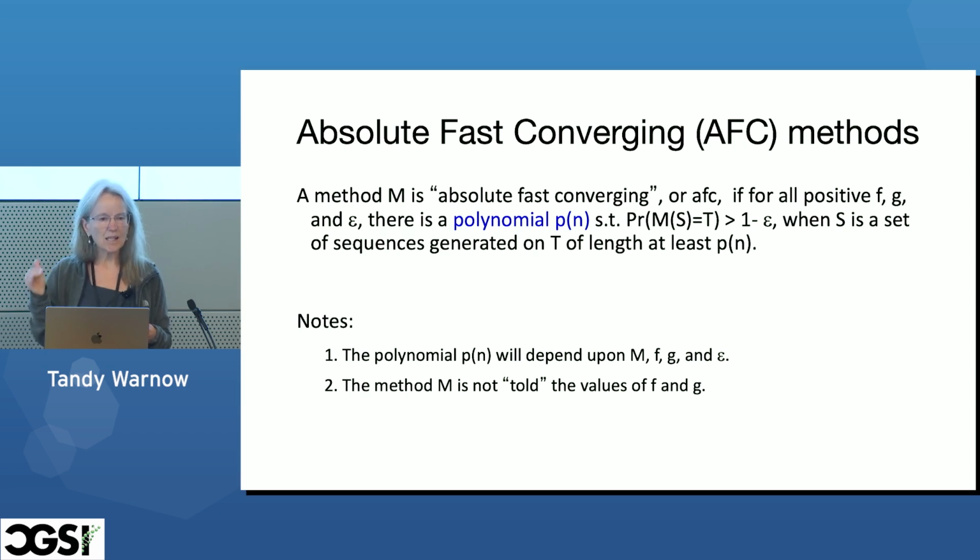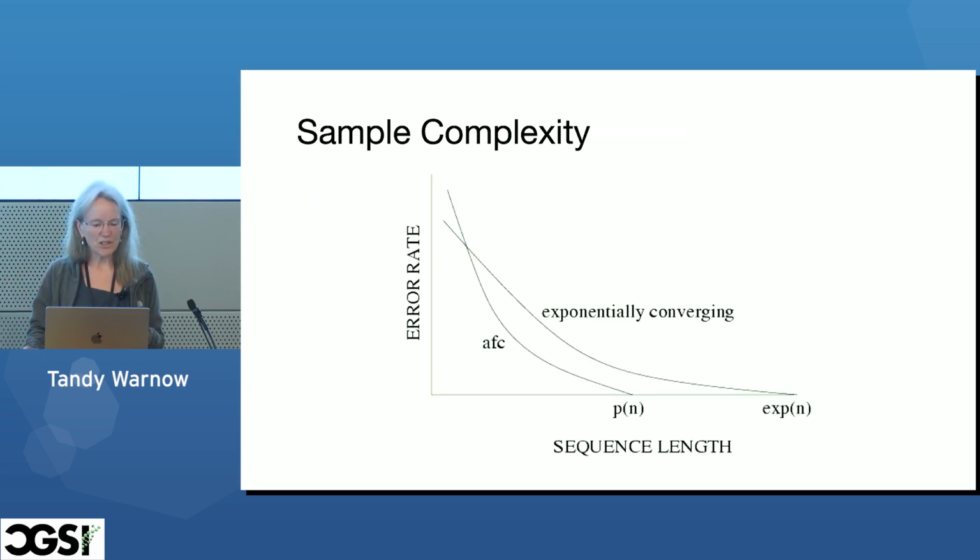And there's this concept of absolute fast converging. Does your method have a polynomial in which it will be guaranteed to recover the tree with probability at least 1 minus epsilon given sequences of that length, without knowing f and g? It can't be told f and g, it just has to work anyway. The first fast converging methods were developed not too long ago. Sample complexity says how quickly you are going to 0. Statistical consistency just means you eventually go to 0. So we're also interested in methods that are exponentially converging, so they need something like 2 to the n, okay?